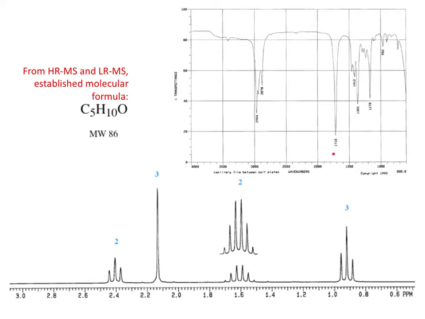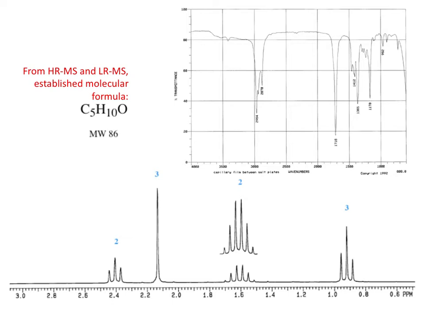We also have the IR spectrum that we can recognize here because the units listed on the x-axis are wave numbers, that is, inverse centimeters. And we additionally have the molecular formula that was established by high-resolution mass spectrometry, HRMS, and low-resolution mass spectrometry, LRMS. So with these three main pieces of data, the molecular formula, the proton NMR spectrum, and the IR spectrum, we are tasked with determining the complete structure of this organic molecule.